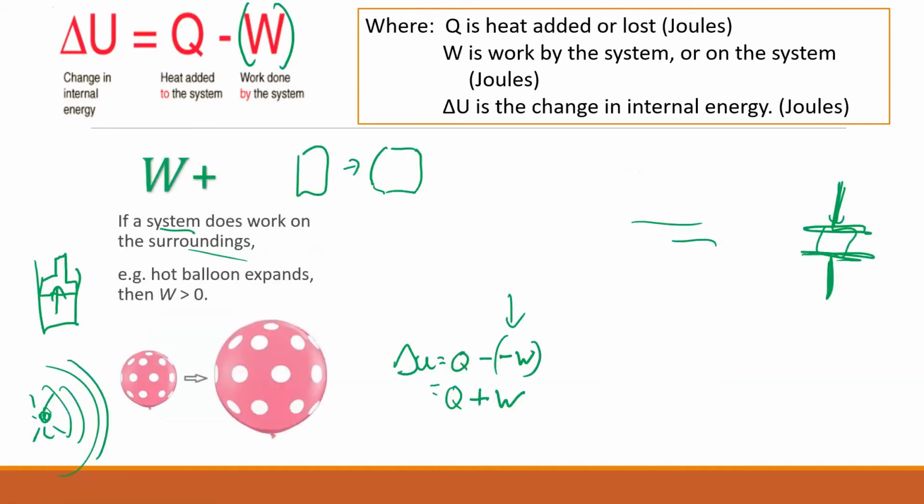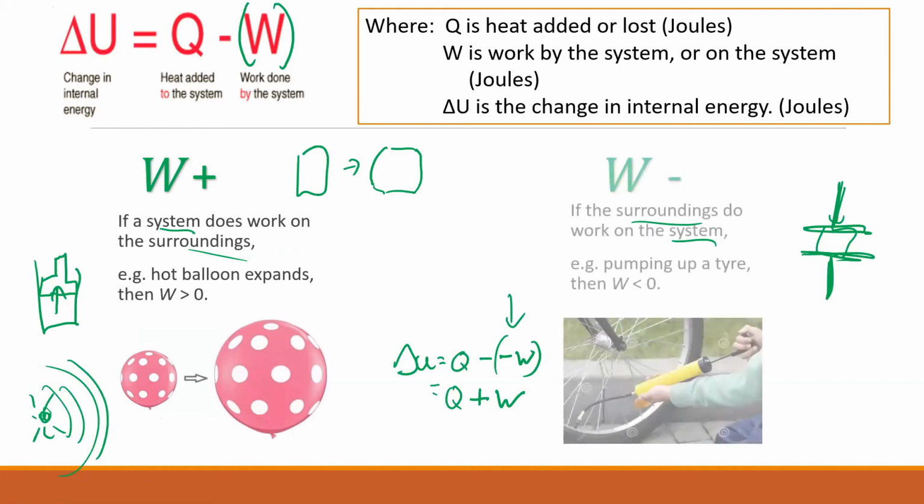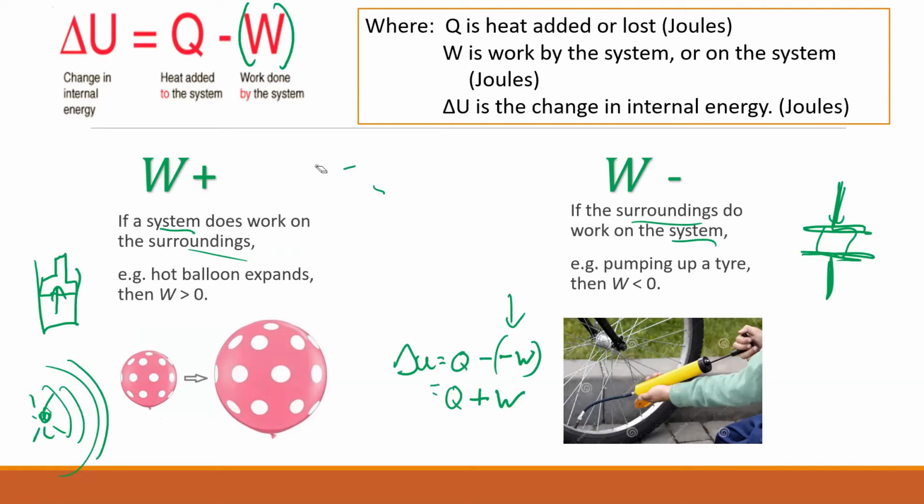Work can be positive or negative. When work is positive, that's when the system is pushing against the outside world. When work is negative, it's when the outside world is pushing on the system. So when work is positive, that's when you're pushing against the outside world. When work is negative, it's like when you are pushing into an object, into a system.